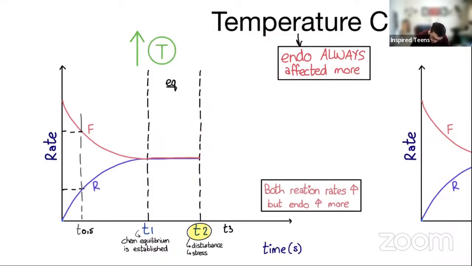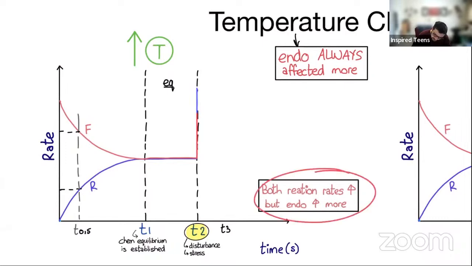Let's sort of do this. So firstly, our reverse reaction rate increases. I hope you can see that. Maybe we can go to 0.3. There we go. So the reverse reaction rate increases, as you can see. And the forward reaction rate also increases, but the endothermic reaction increases more.